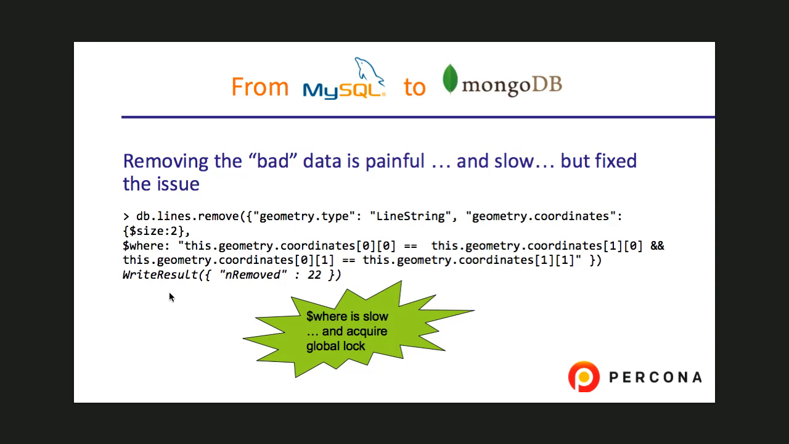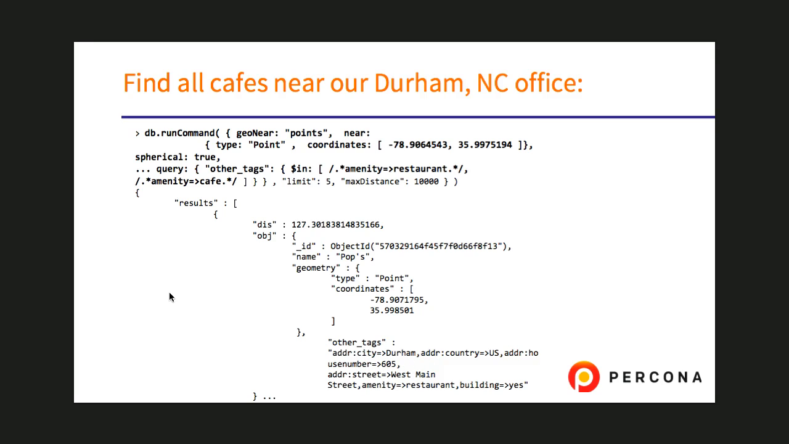Removing the bad data is painful and slow in MongoDB, but finally I was able to clean it up inside MongoDB without sending data back to the application and to MongoDB again. And then I have created an index successfully on the lines. So finally, here's what we want to do with MongoDB. We want to find all cafes near Durham, North Carolina. And this is an example of a command that I can run to get the results back.